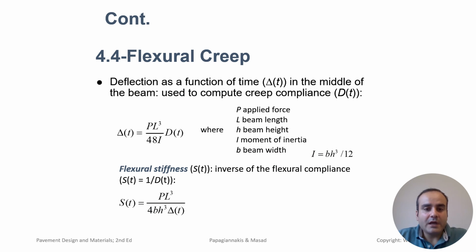On this slide, we see how we can calculate stiffness using the results of this test, BBR test. Stiffness is a function of applied force, beam length, beam height, moment of inertia, and beam width. Also, it's a function of deflection, which is a function of time. So on this slide, we see how we can calculate deflection as a function of time, and from having the deflection and other parameters, we can obtain the value of stiffness.